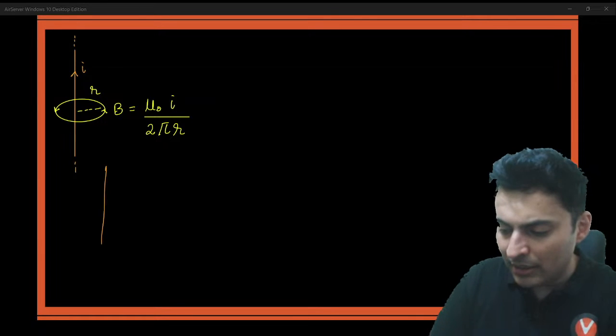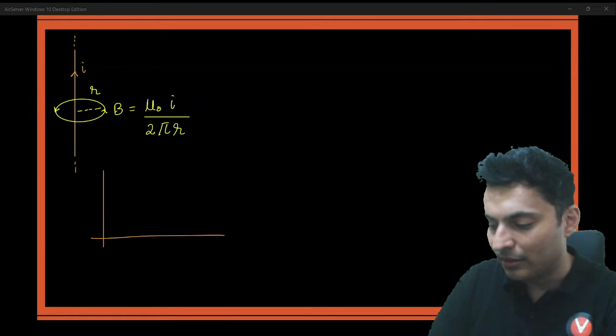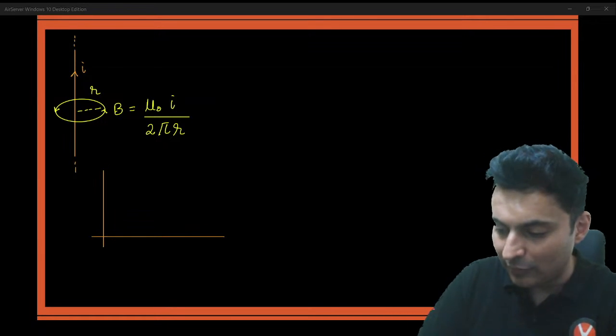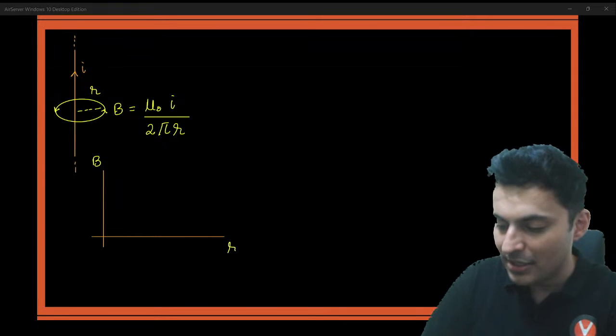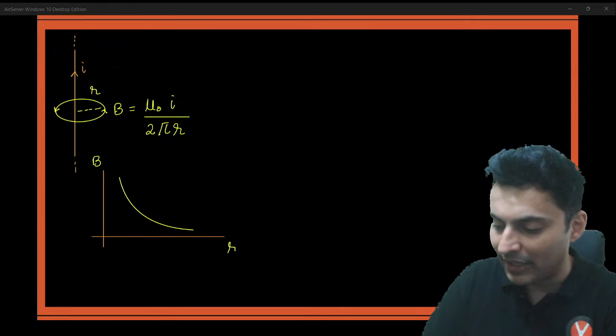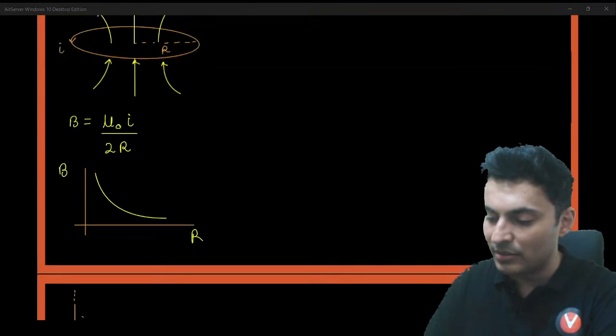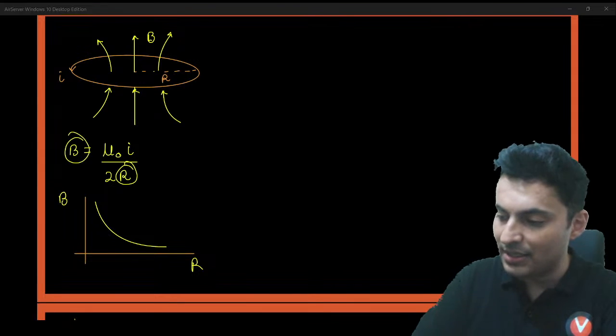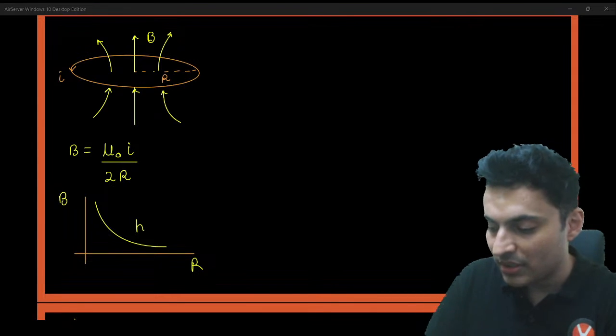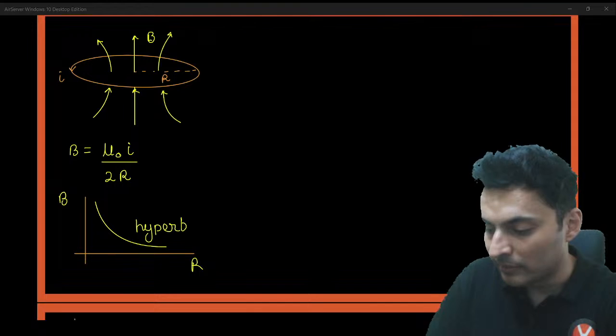So again, the graph will be a curved line. Again, the graph of magnetic field versus distance will be a simple curved line. In fact, this will be a hyperbola. Even this is a hyperbola because it is inversely proportional to r. So this is a hyperbola.